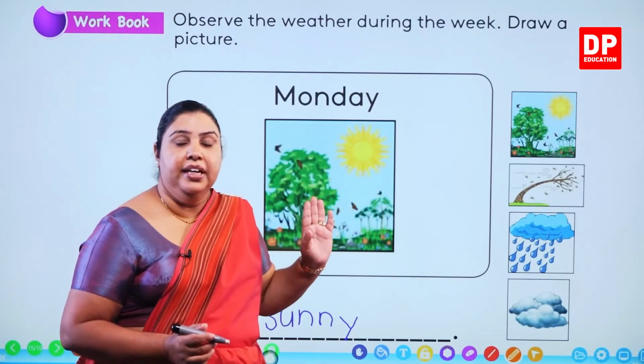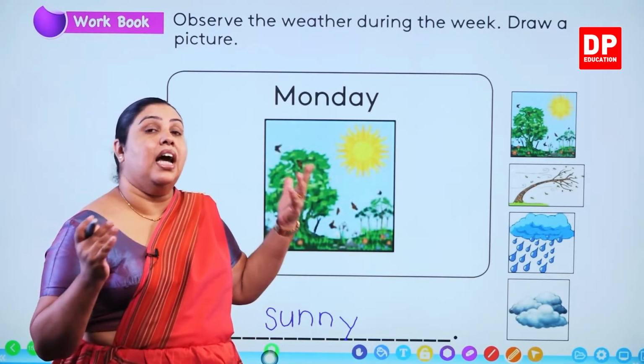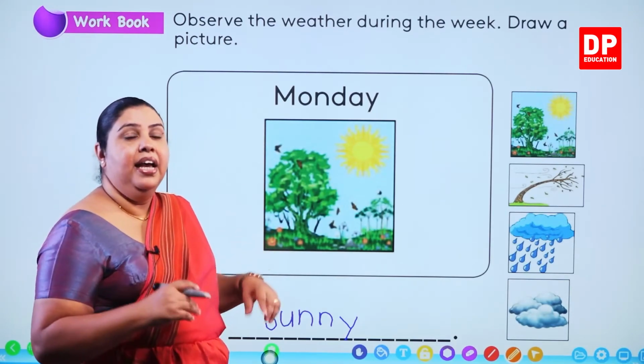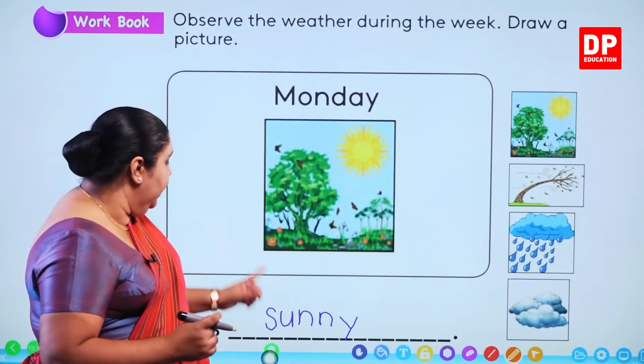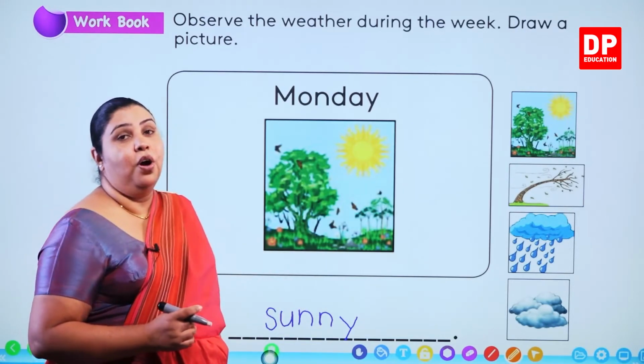It's sunny. Monday is a sunny day. M-O-N-D-A-Y, Monday. And how do we write the word sunny? S-U-N-N-Y. So that is my picture for Monday.